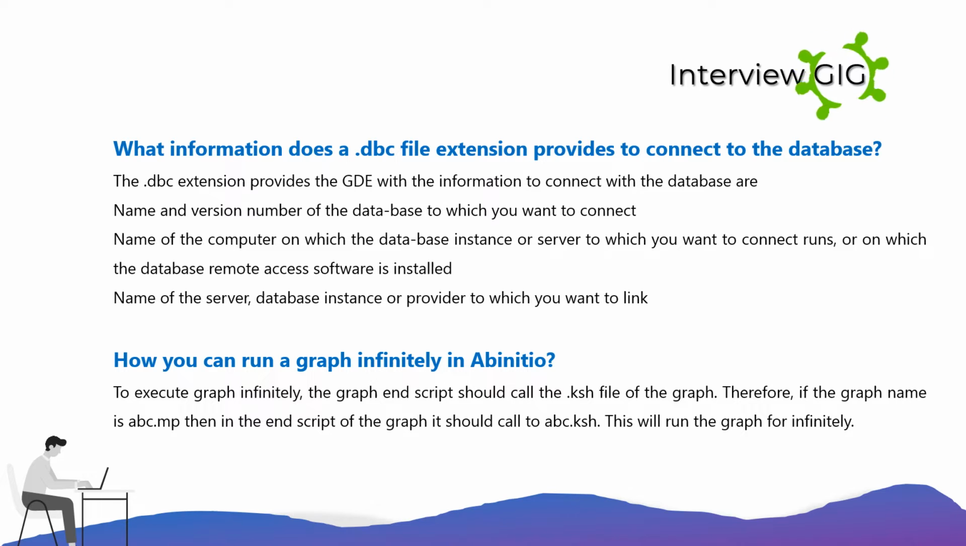How can you run a graph infinitely in Ab Initio? To execute a graph infinitely, the graph end script should call the ksh file of the graph. Therefore, if the graph name is abc.mp, then in the end script of the graph it should call abc.ksh. This will run the graph infinitely.